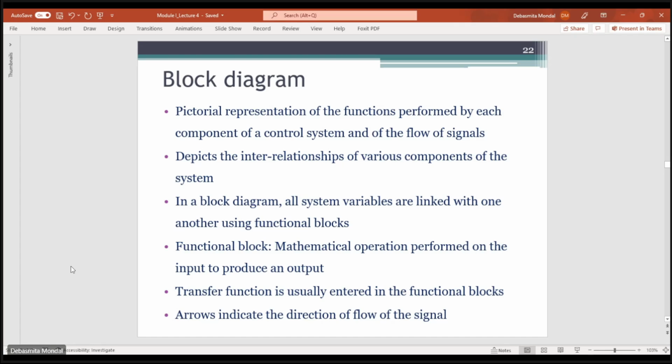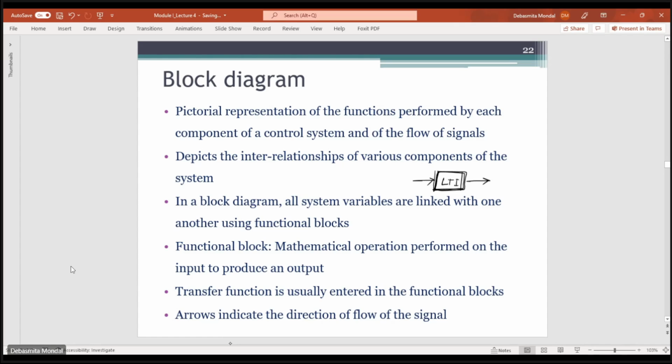And then comes the concept of block diagram. A block diagram is nothing but a pictorial representation of the functions performed by each component of a control system. Till now we have been talking about something. We said that this is an LTI system. This square is basically a block. This block defines the functionality of the system.